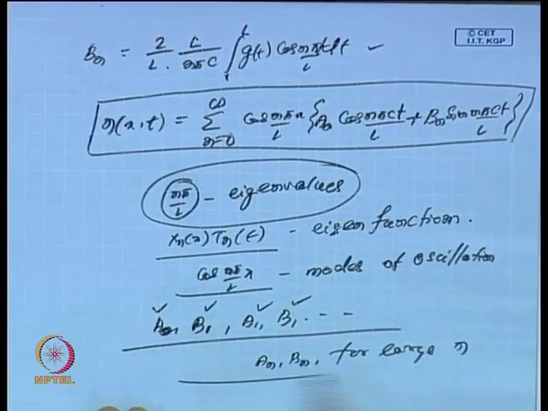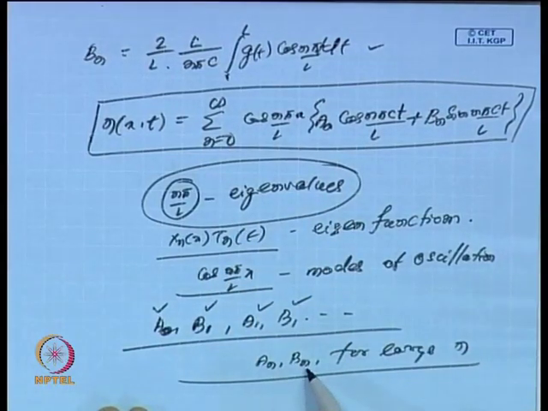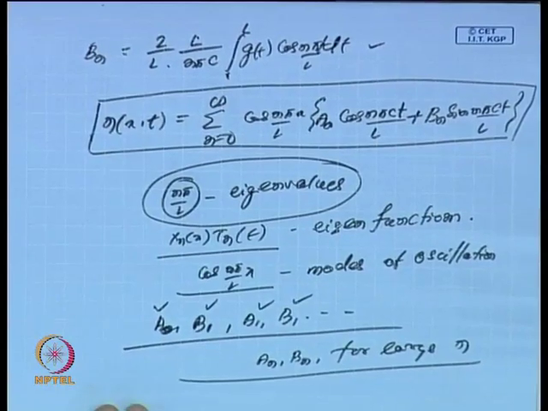In fact, we can see that the series will converge, and in that case a_n, b_n will tend to 0 for large values of n. In fact, that is what we will also find from the theory of analysis, that a_n, b_n will tend to 0 as n tends to infinity. That is sometimes known as the Riemann-Lebesgue lemma in theory of analysis.